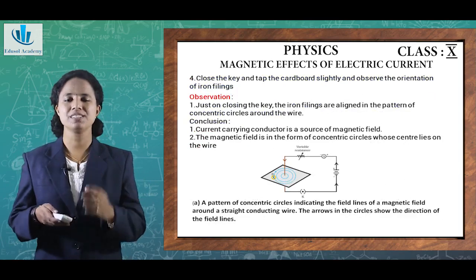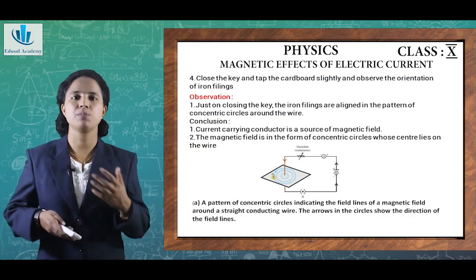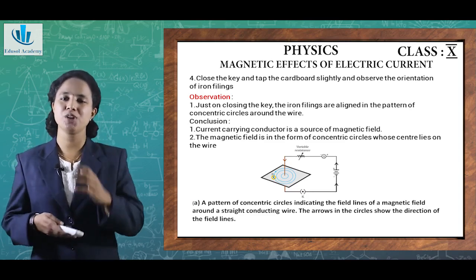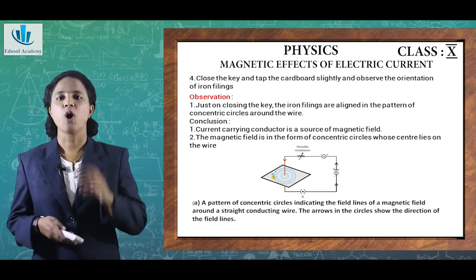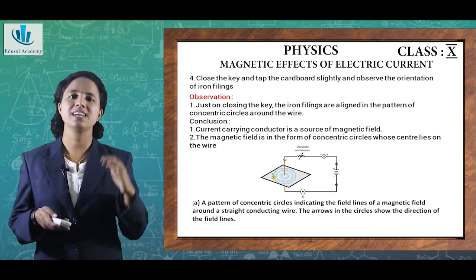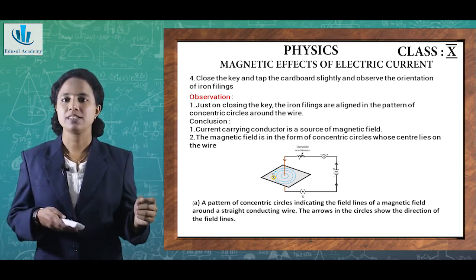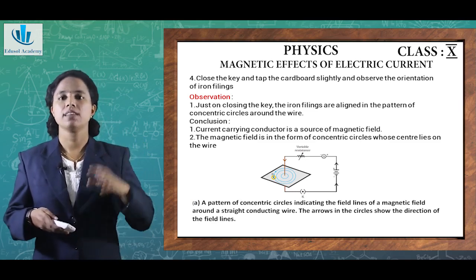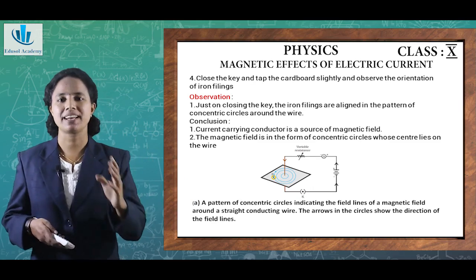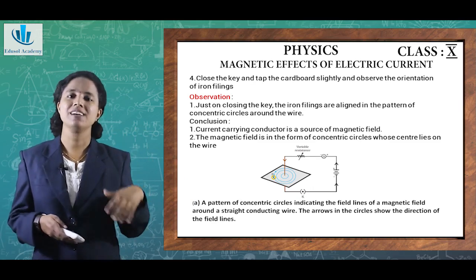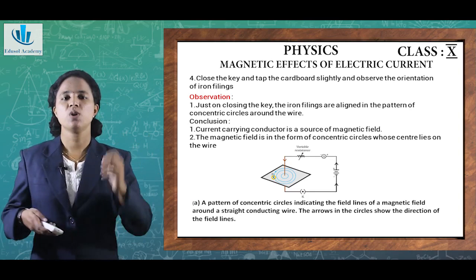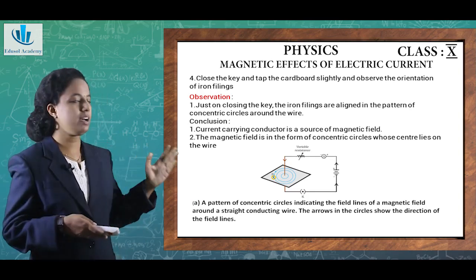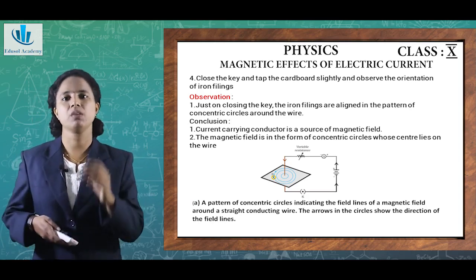So, the fourth step is we need to close the key and tap the cardboard slightly and observe the orientation of iron filings. So, what do you observe? You will observe that on closing the key, the iron filings are aligned in the pattern of concentric circles around the wire. So, we can conclude that the current carrying conductor is a source of magnetic field. The magnetic field is in the form of concentric circles whose center lies on the wire, and that is clearly visible from the following representation using the figure.